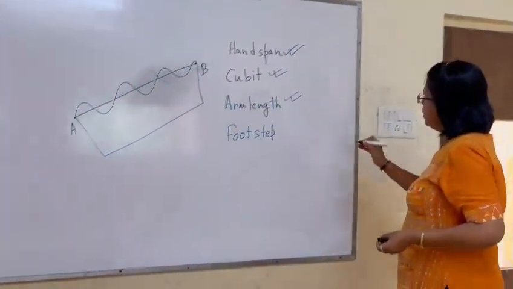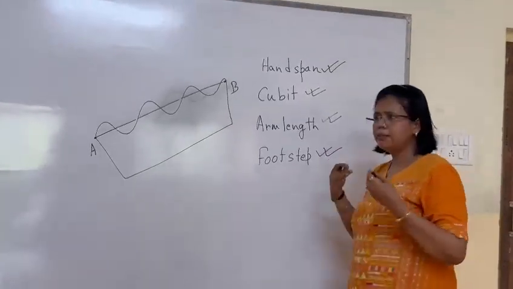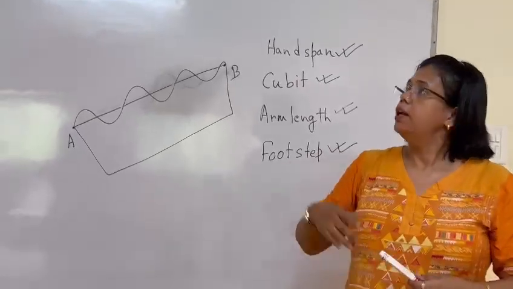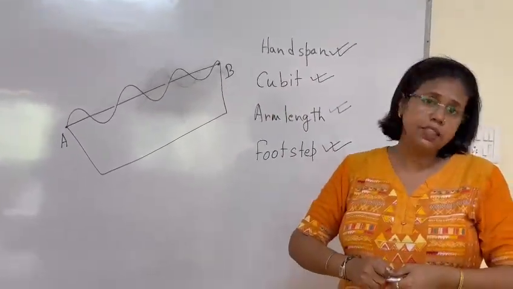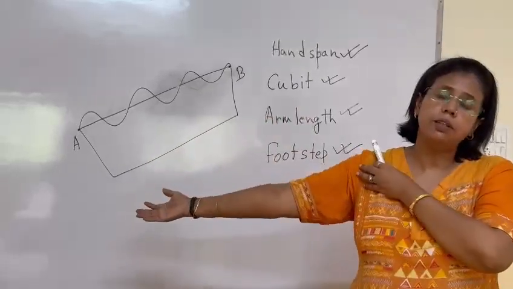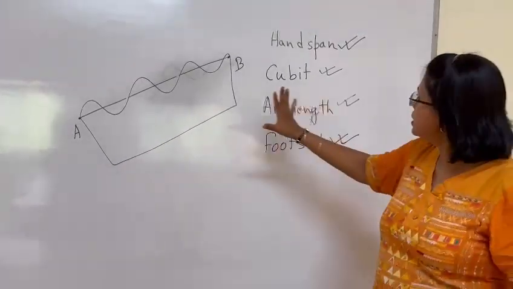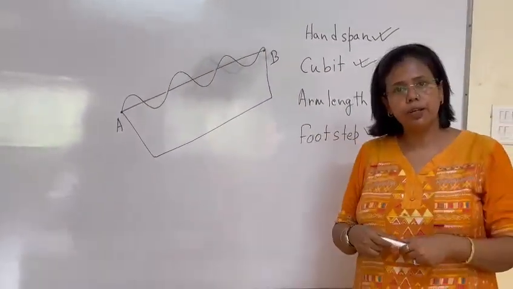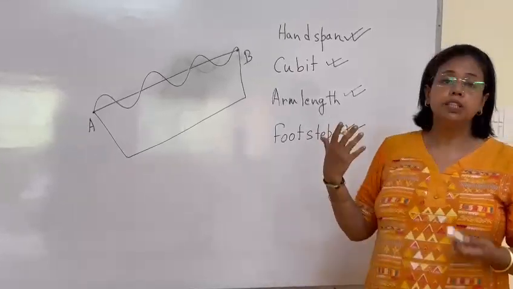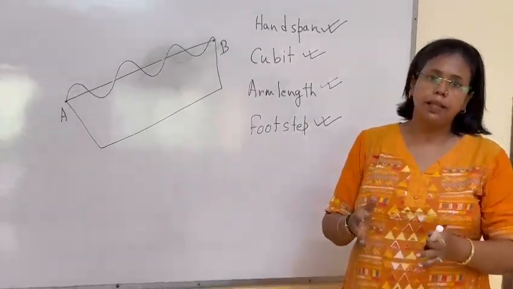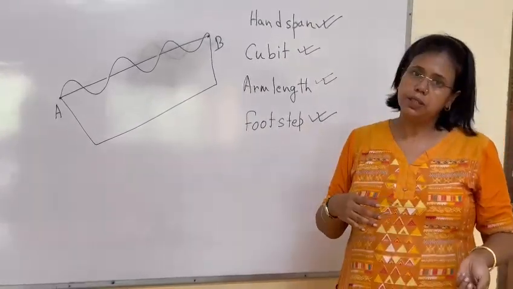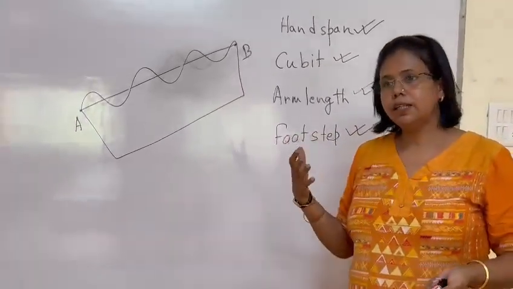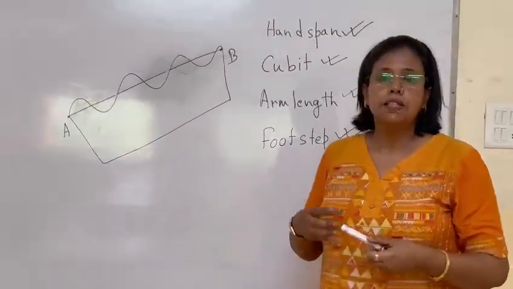Now what happens from person to person? I am 5 feet 6 inches tall. Another person may be 6 feet tall, so his or her hand will be much bigger than mine. So this length of 3 hand spans will be much smaller for her or him. So there will be much more confusion in measuring the same length from person to person. With that confusion, they started thinking of introducing some standard units.